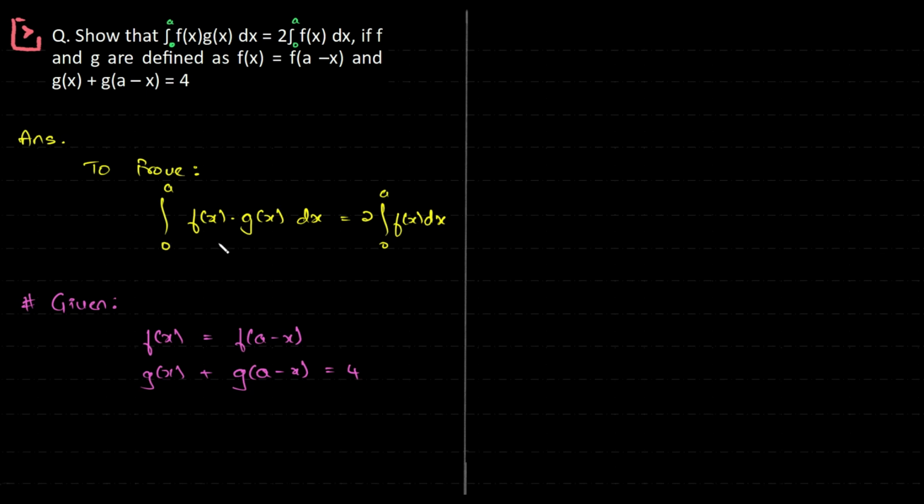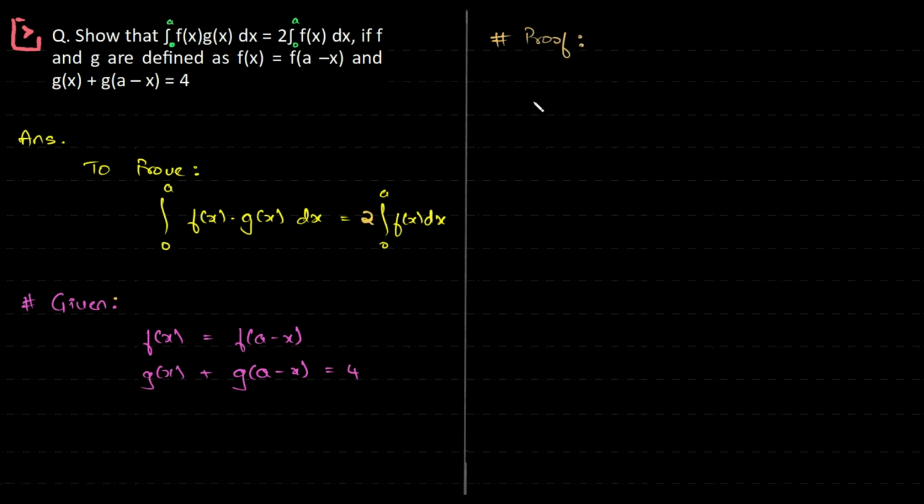We have to prove this basically: the integration of f of x g of x dx from 0 to a is equal to 2 times the integration of f of x dx from 0 to a. We have been given that f of x is equal to f of a minus x, and g of x plus g of a minus x is equal to 4. Now let's look at the proof.